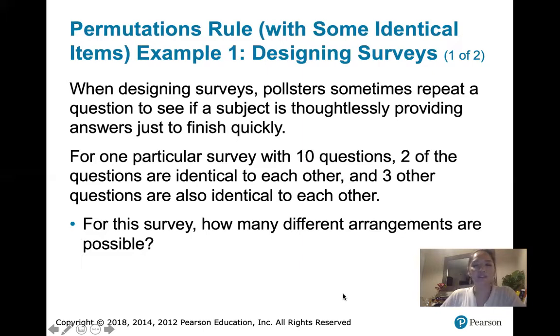Now, for one particular survey, they say it has 10 questions, with 2 questions that are identical to each other and 3 questions that are also identical to each other. For this survey, how many different arrangements are possible? In order to solve this, I want to show you my piece of paper and talk through the reasoning. Then we'll use a formula, and we'll see that the reasoning we use just using intuition and the formula itself are identical to each other. They give you exactly the same answer. So I'll share my paper with you now.